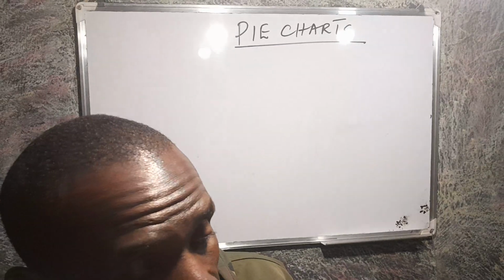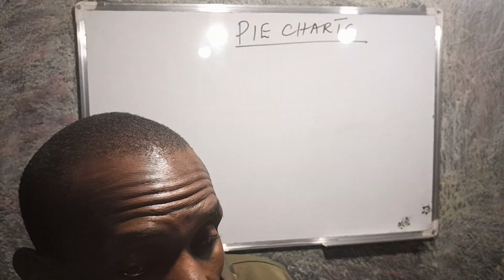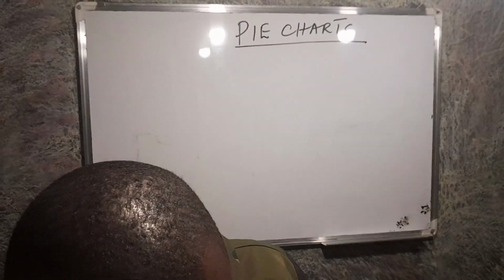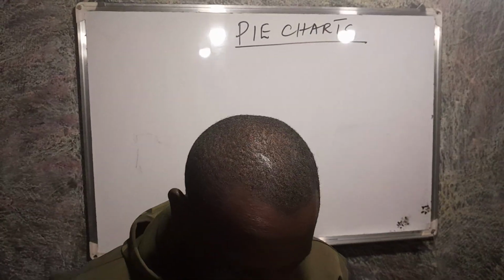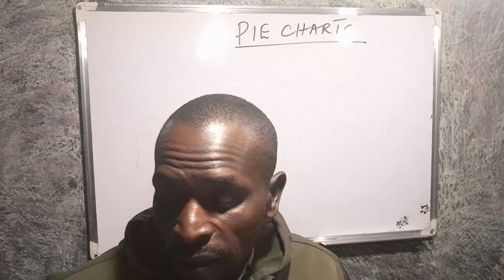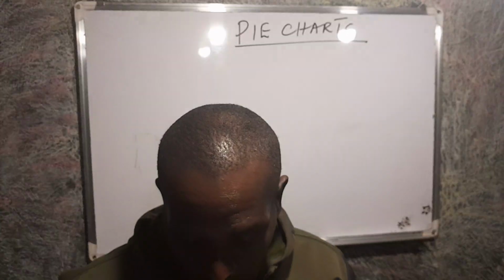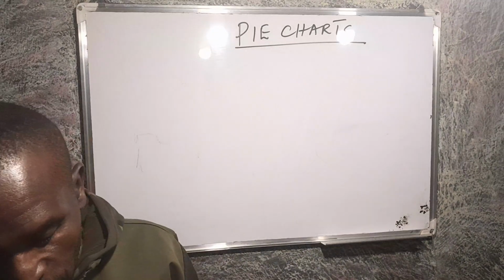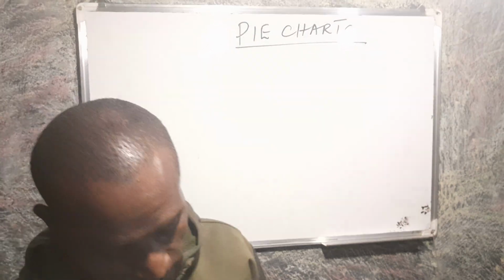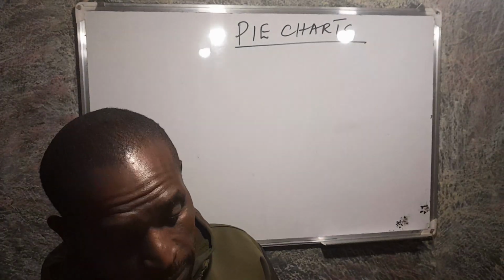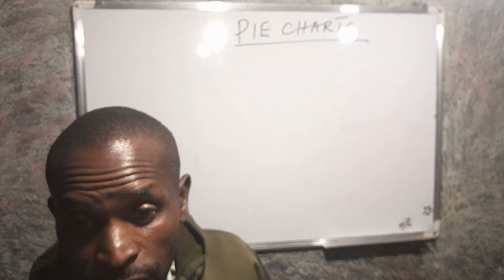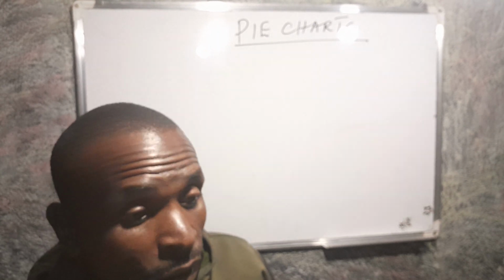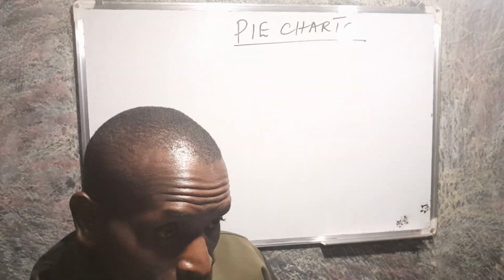Don't forget that a circle is angles at a point. Angles at a point add up to 360. The favorite of our KNEC examiners, the favorite question all the years, is that sometimes a graph can be drawn, or sometimes a question can come without a graph, and you are told to work out the angle that will represent a given what.